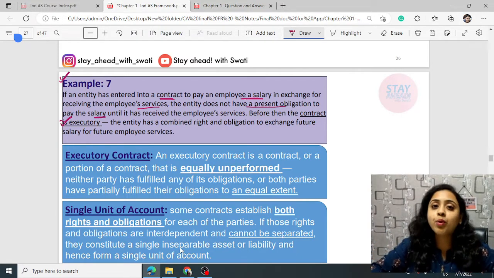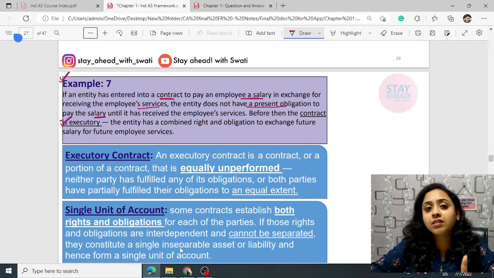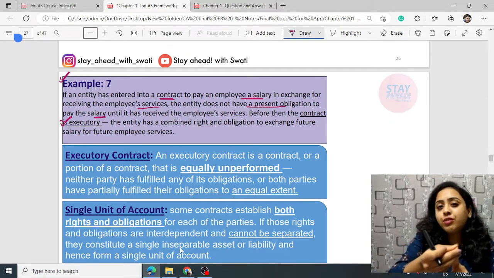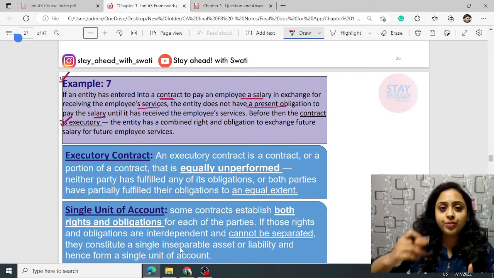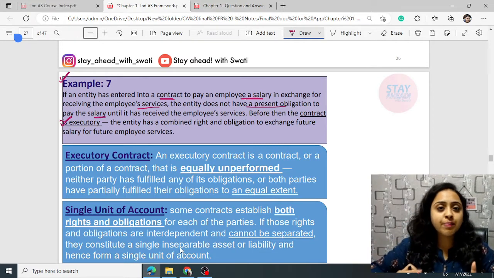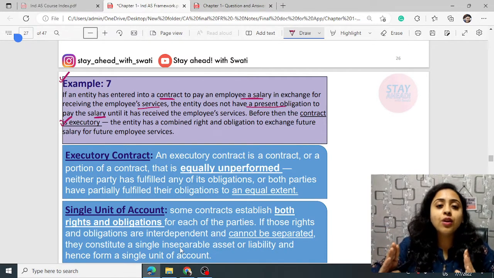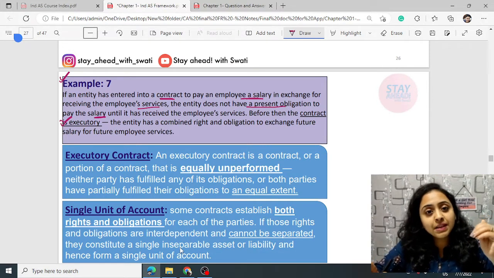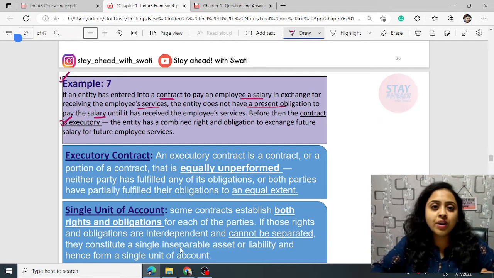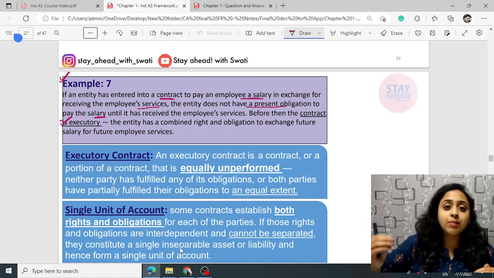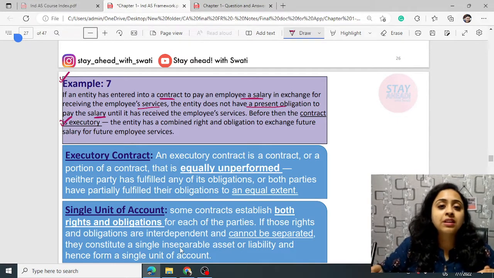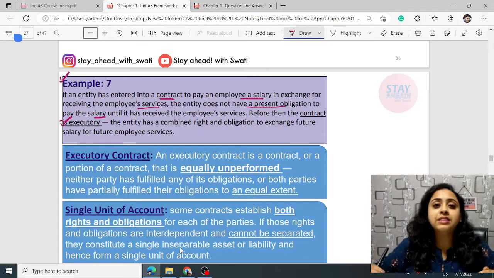For example, it is the start of the month, 1st June. Now the whole month's services are pending, and here the employer's whole payment is also pending. It is fully unperformed by both the parties, equally unperformed. Now it completes 30 days of work and services. Now if the employer is not paying the amount equally, then it will not be considered an executory contract. But if it pays 30 days, then it will be considered an executory contract.